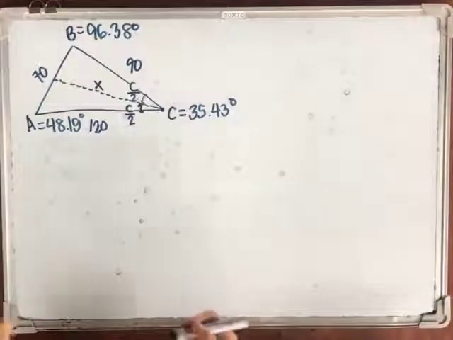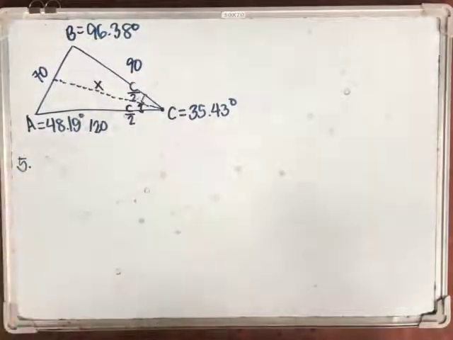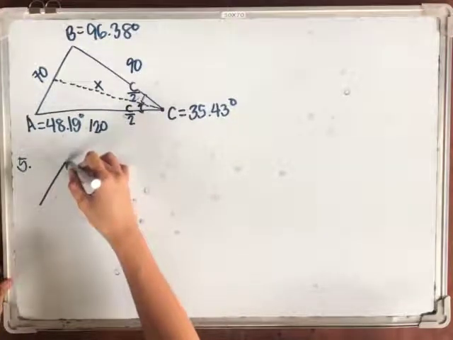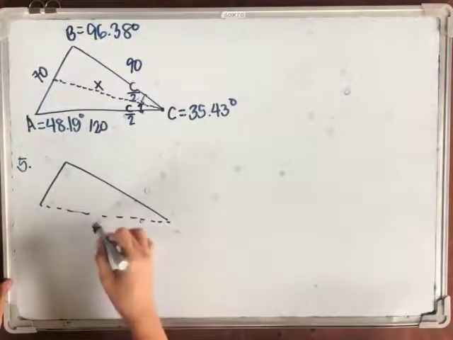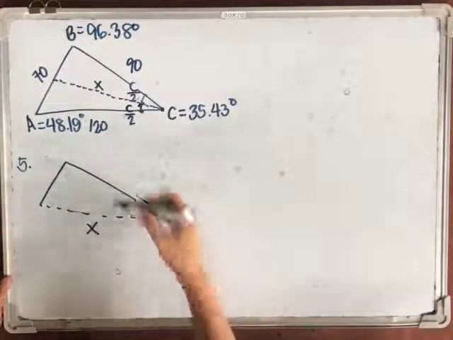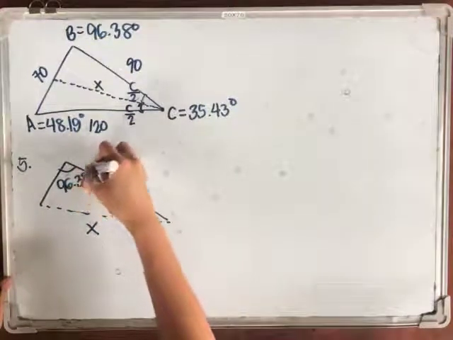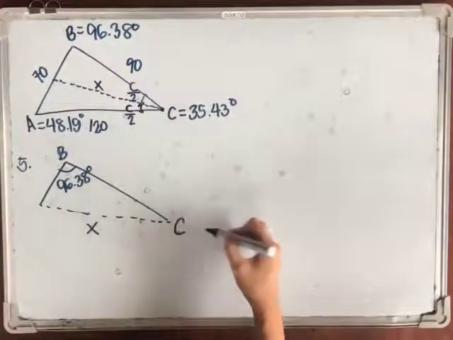So this is number 5 that we are answering. Ayan. What is the value of the angle bisector to the shortest side? We are looking for the value of x here. So if I am to draw this one, this is the x value that we are looking for. And this is angle B, 96.38 degrees. And this is point C here.